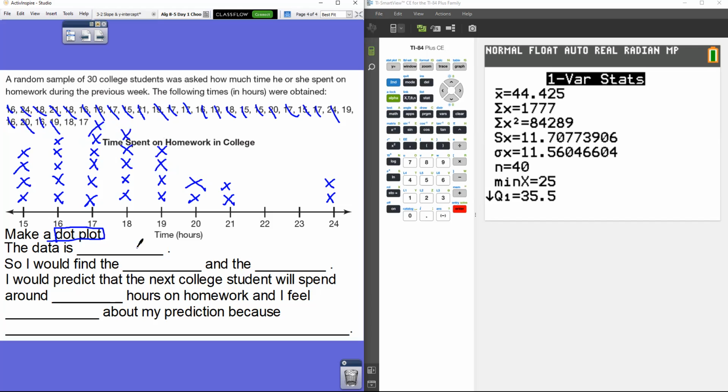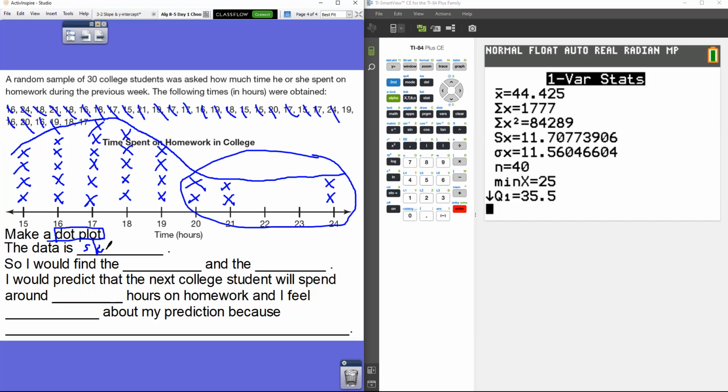So there's my dot plot. All right, there's my dot plot. Is the data symmetric, skewed left, or skewed right? Well, when I take a look at this, I can see that it's going like this, and then it's being stretched out to the right. All right, since it's being stretched out over here to the right, this would be skewed right because it's being stretched out to the right.